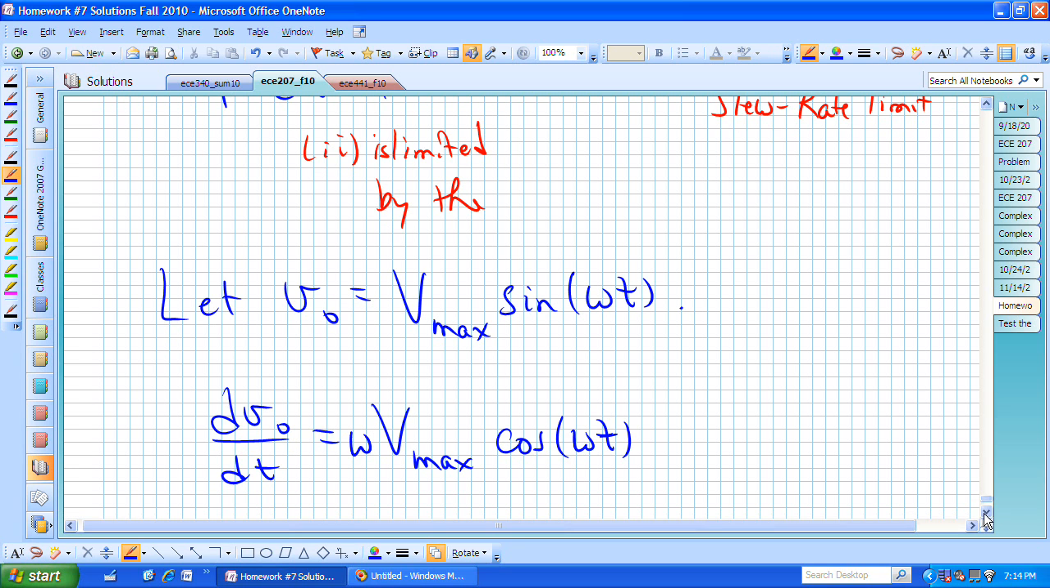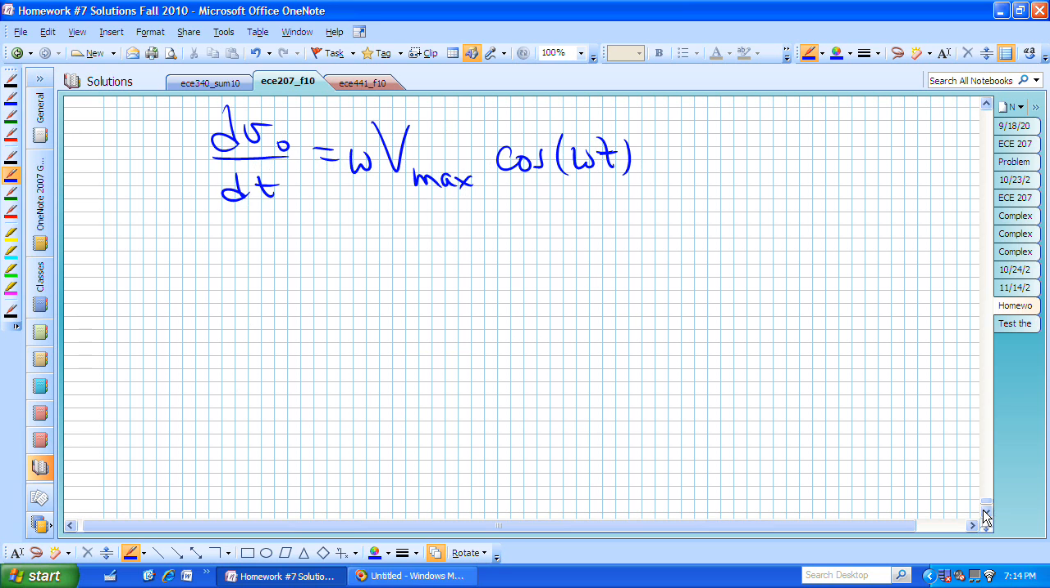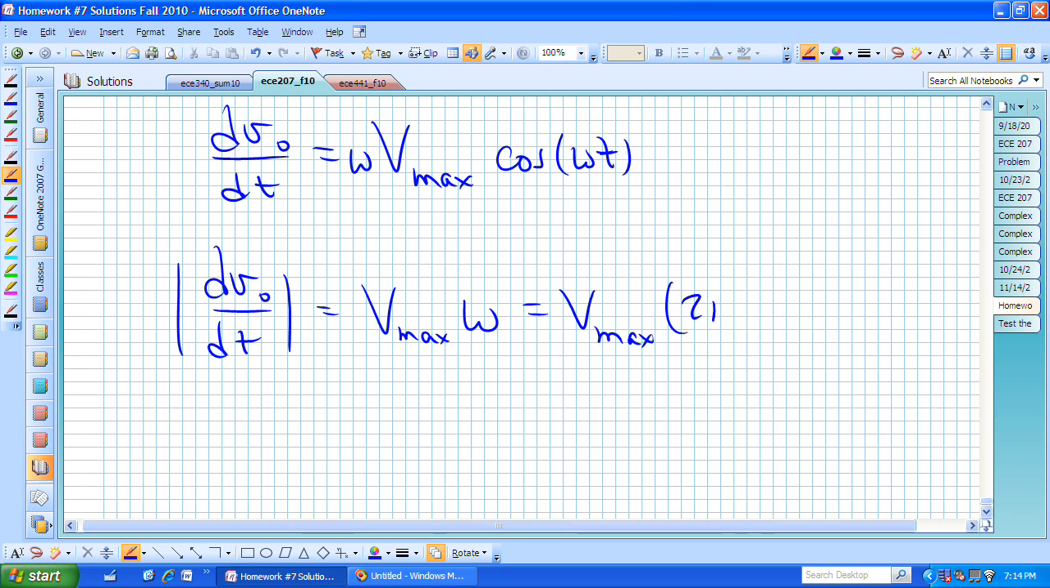This now says that if we look at the magnitude of that derivative, that's equal to Vmax omega, because cosine maxes out at a value of 1, so the maximum that we can expect is the amplitude of that derivative, which is omega Vmax. But remember what omega is. That's simply 2 pi f. And it will be limited by the speed of our op-amp circuit, which is our slew rate limit.